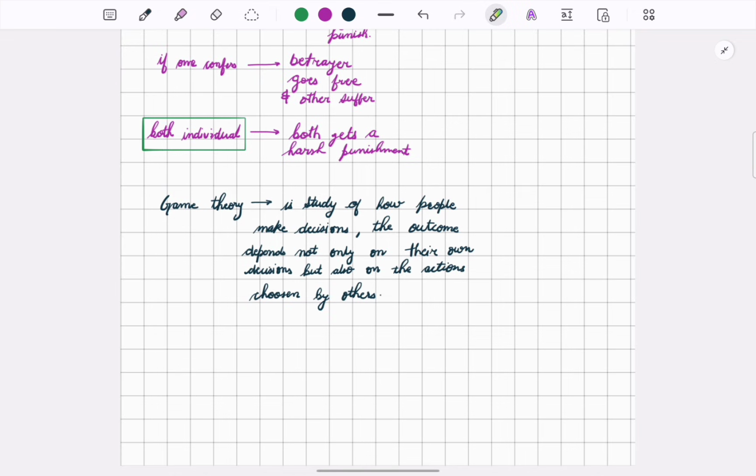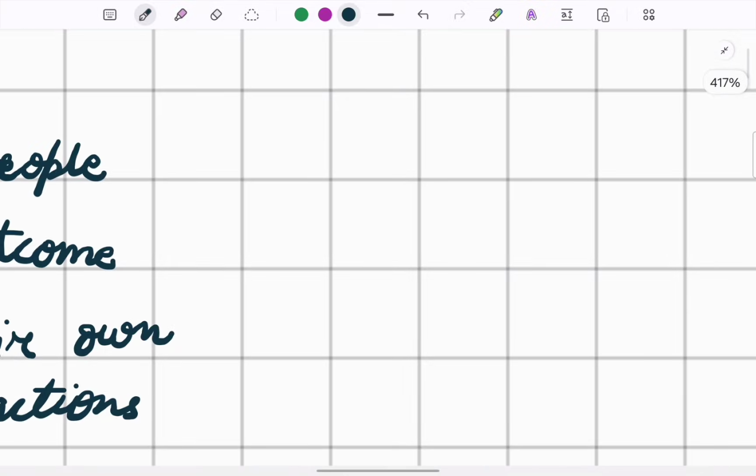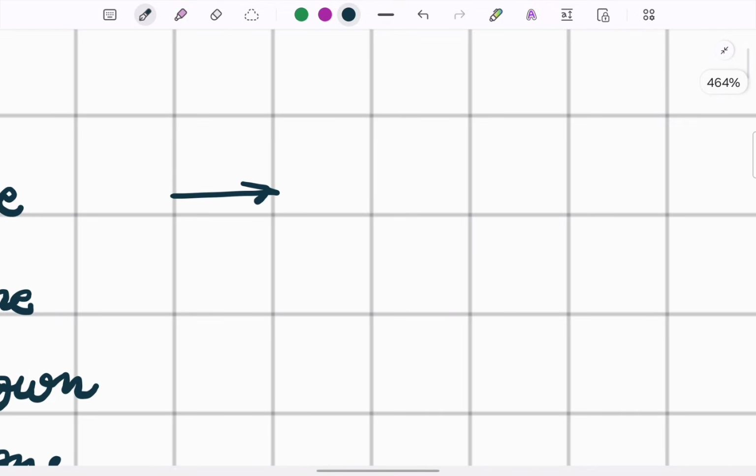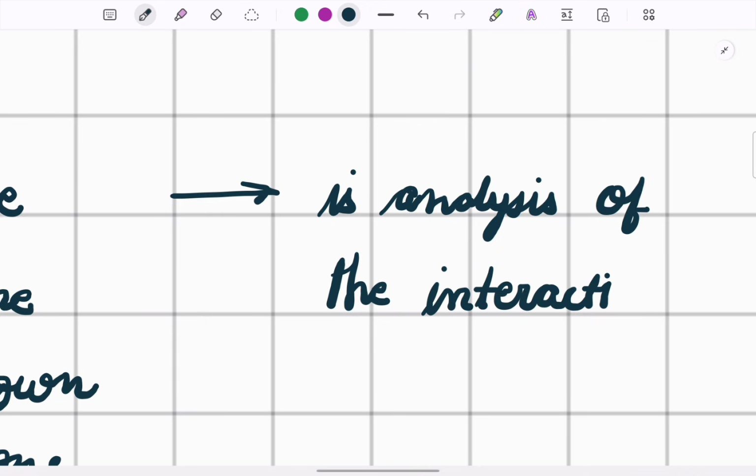And so you can also say that game theory is the study or the analysis of interactive decision making. So this is the analysis of the interactive decision making.